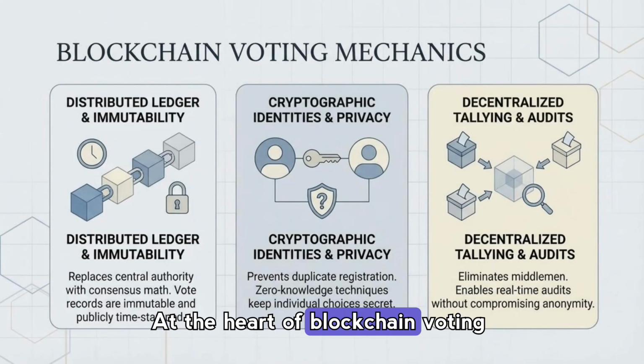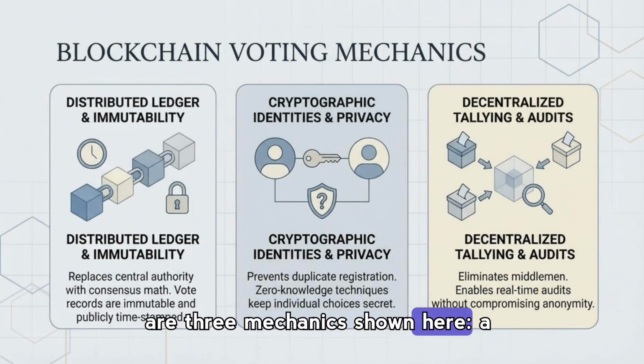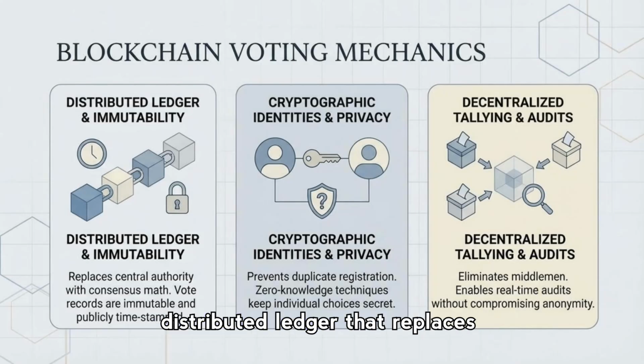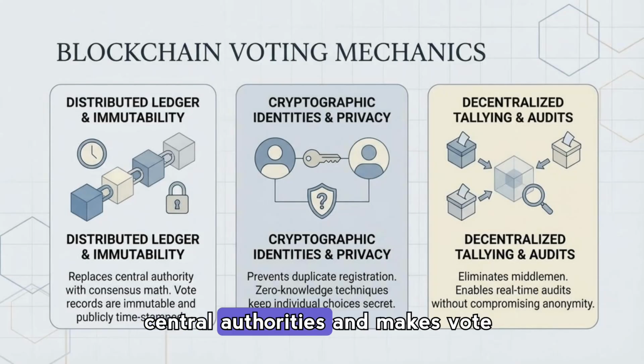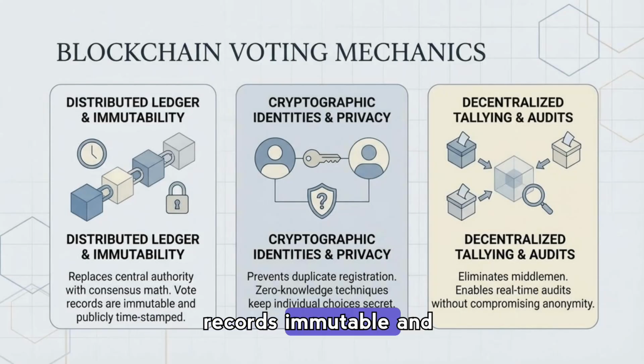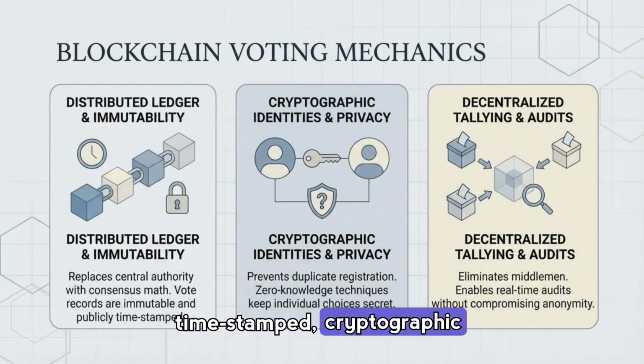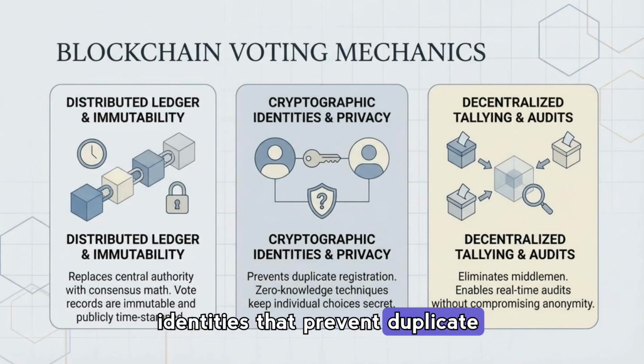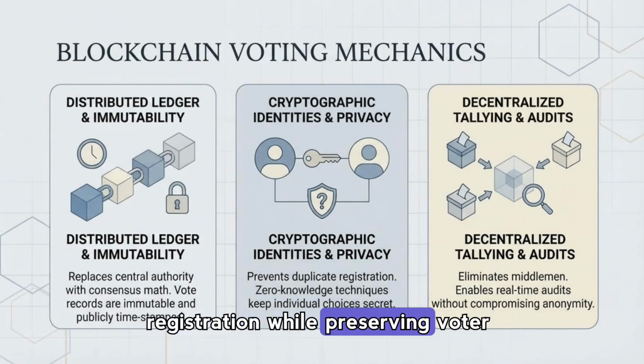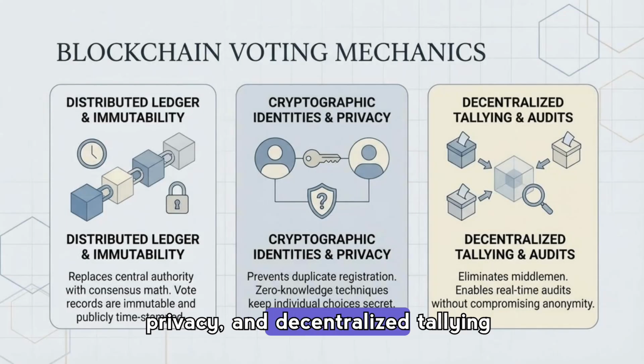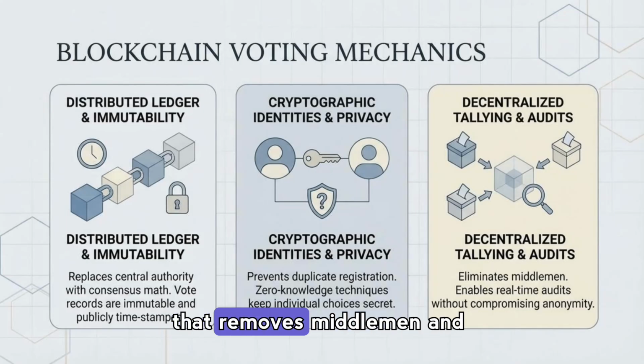At the heart of blockchain voting are three mechanics shown here: a distributed ledger that replaces central authorities and makes vote records immutable and time-stamped, cryptographic identities that prevent duplicate registration while preserving voter privacy, and decentralized tallying that removes middlemen and enables real-time audits without compromising anonymity.